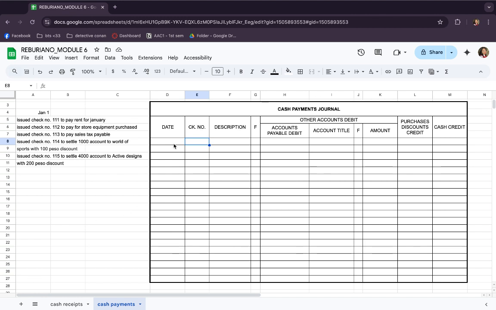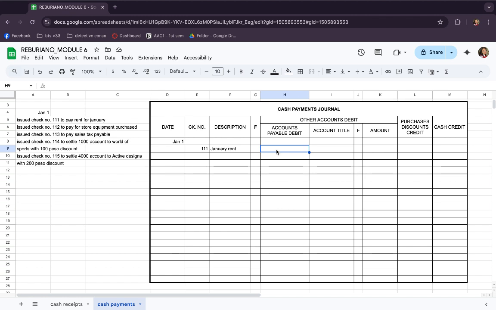So, when we will be filling out the cash payments journal, first, let's start with the date. We have January 1. And then, first and foremost, we need to make sure na-copy natin yung check number 111, to pay the rent for January. So, we will describe this transaction as January rent. Remember, descriptions are the nature of the transaction. So, we paid for the rent.